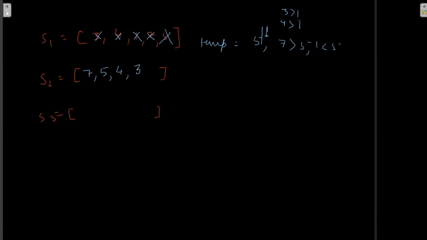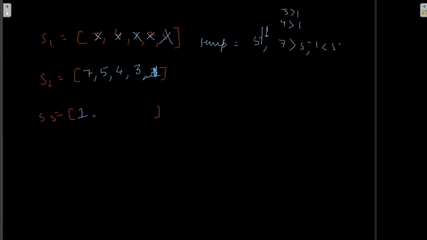And now what happened to 1? So finally, my temp value is 1. Now I will put the value of temp into S3. Okay, you put 1 here. So now I get the minimum value in S3. Now my temp will be 3.